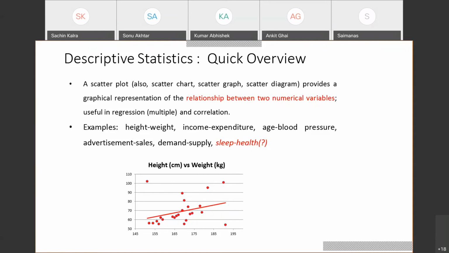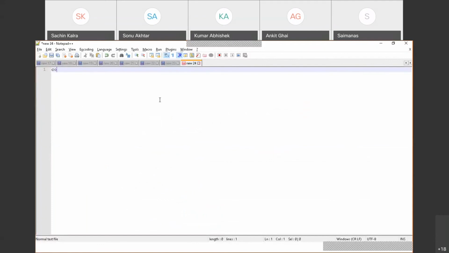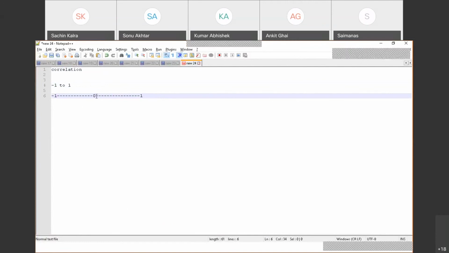Ideally, the correlation lies from -1 to 1. Okay, let me just take an example in Notepad. So the correlation lies from -1 to 1, right? It's a normal scale like this. Now let's suppose here it is 1 and here it is -1 and here we have the 0.